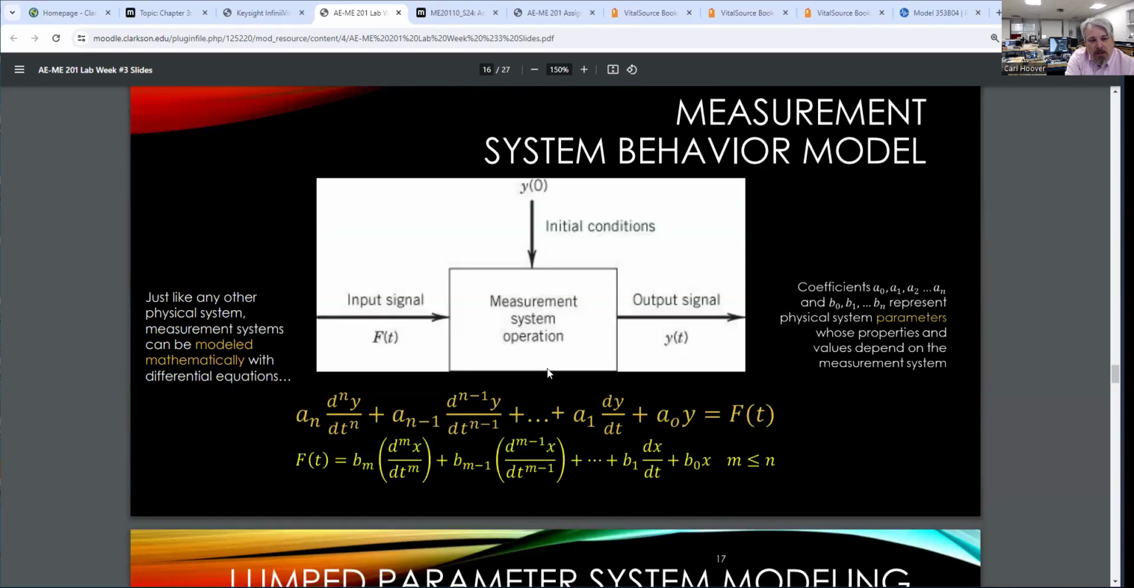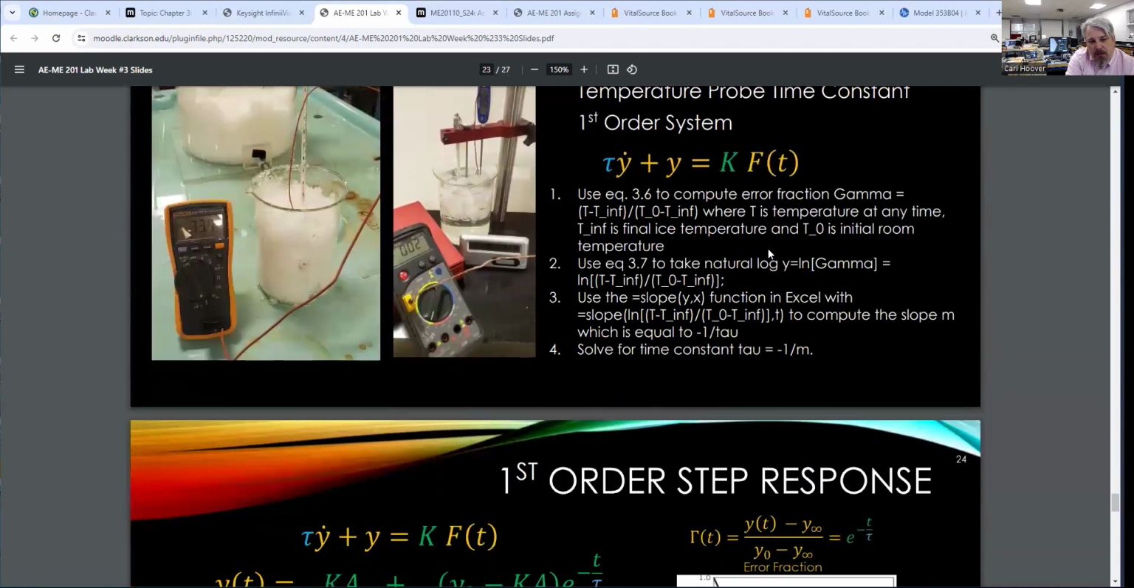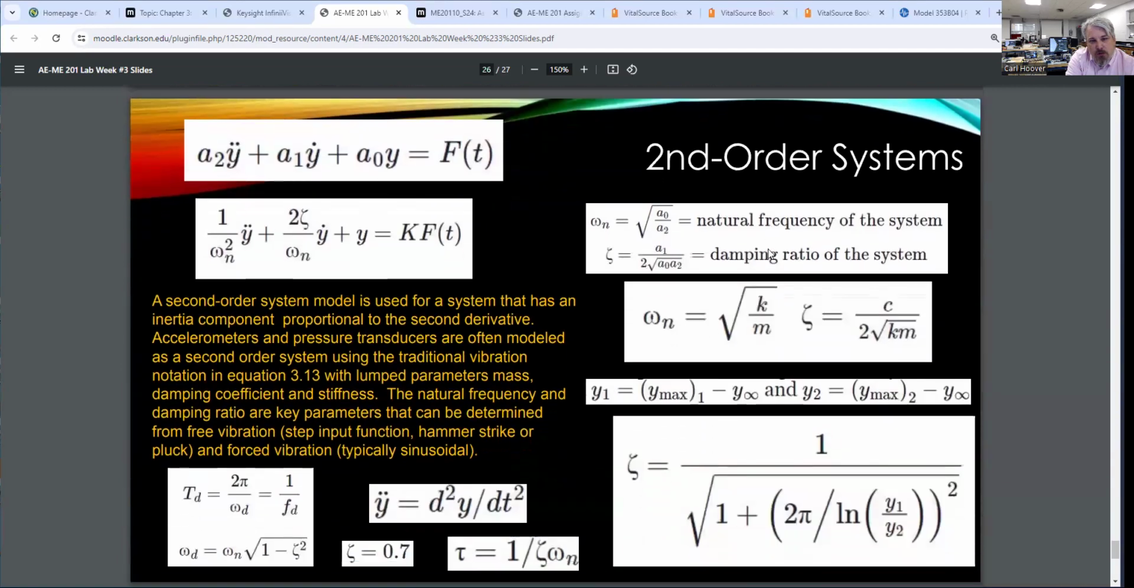the intended purpose. Generally, we're characterizing measurement systems with an input signal and then an output signal and initial conditions. So we have zero order systems, first order systems, and then the system that includes an inertial component is considered a second order system because it's got a second derivative in time. In traditional vibration notation, we take those a2, a1, a0, and transform them into zeta, damping ratio, and omega n, natural frequency, along with the sensitivity, K.